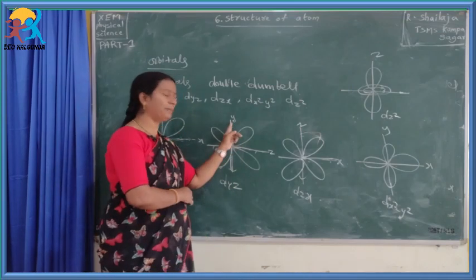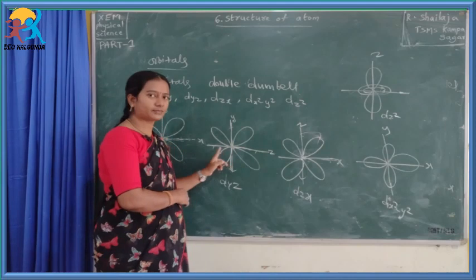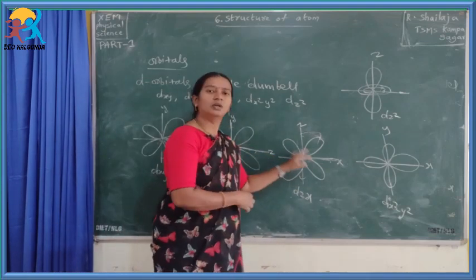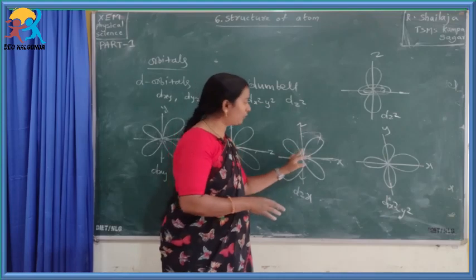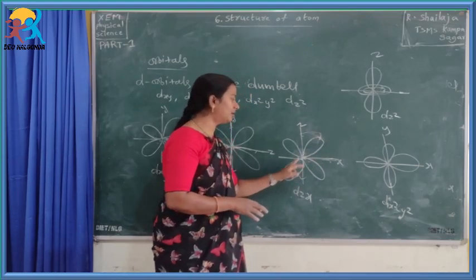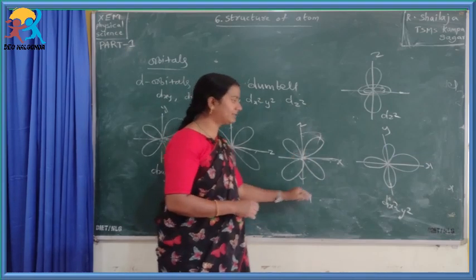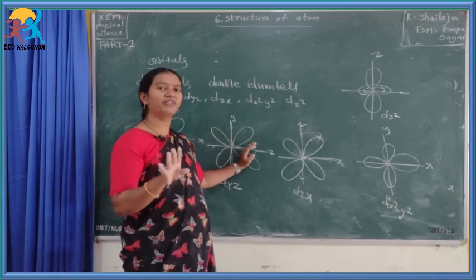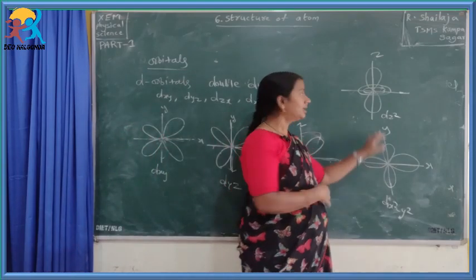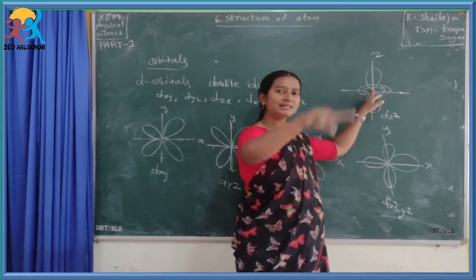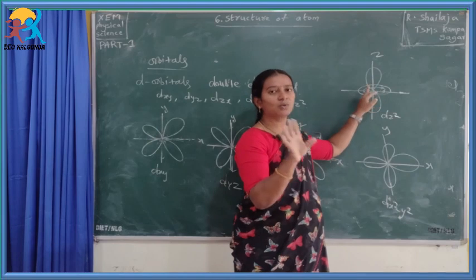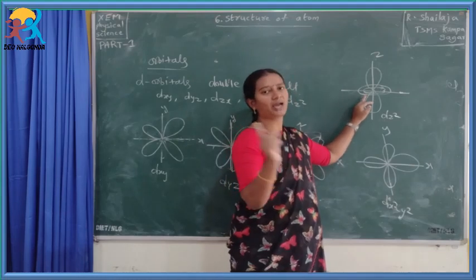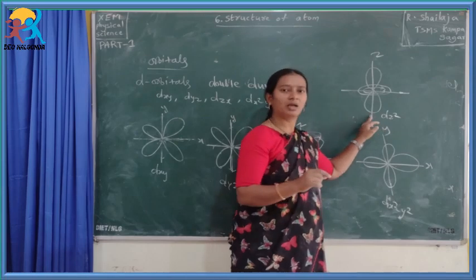Next, dyz means between the y and z axes. So there are 4 lobes. This lobe's opposite is here and this lobe's opposite is here. And dzx, the x axis and z axis, 4 partitions in between, this lobe's opposite is here, this lobe's opposite here, dumbbell. So these are dzx, and dx square minus y square is on the axis. These 3, dxy, dyz, dzx, are between the axes, and this one is on the x and y axes. dz square means one dumbbell is on the axis, one dumbbell is around the z axis. Okay, it is only about the z axis, dz square. One dumbbell is on the axis, one dumbbell is around the axis.